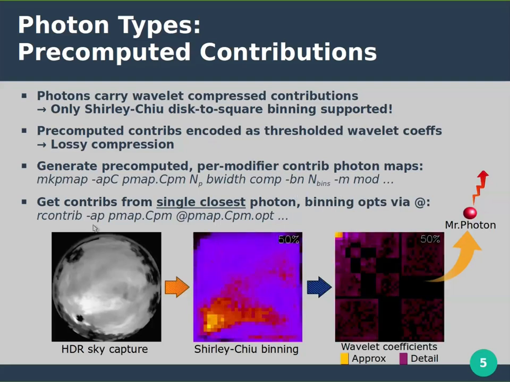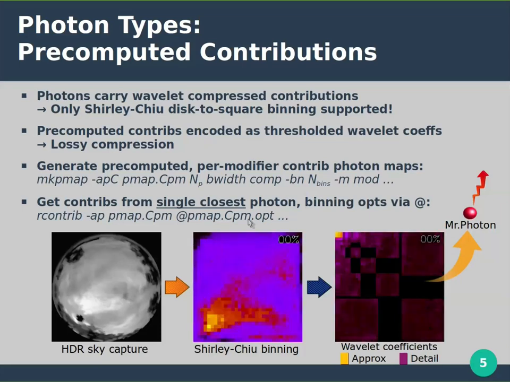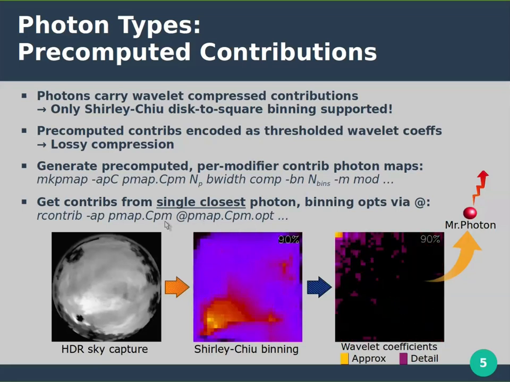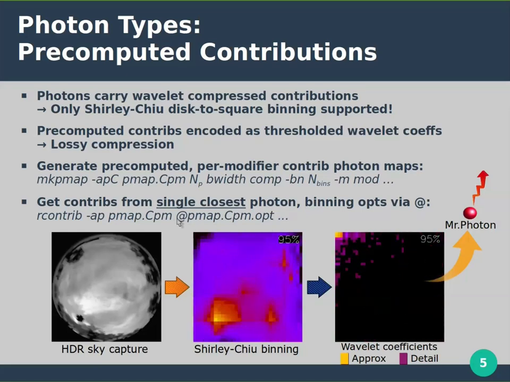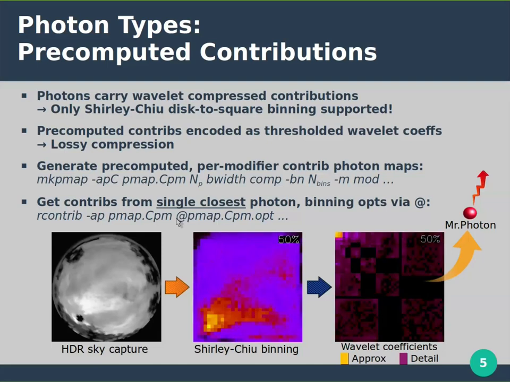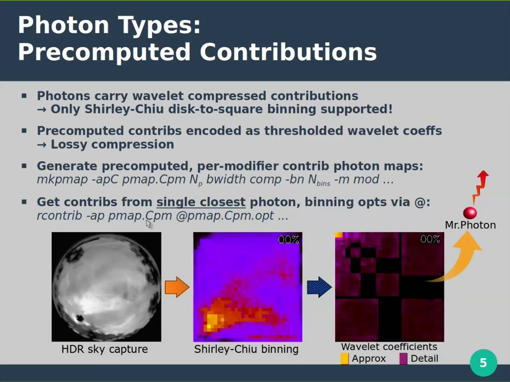And when you call rcontrib and load this photon map, you have to specify the same parameters, right? The mapping has to be consistent, the binning has to be consistent. So as a courtesy and a convenience to the user, these are automatically saved by mkpmap to an opt file, which is then passed to rcontrib with the at option. That seemed to be the easiest way, but the user has to explicitly include this in the rcontrib call.